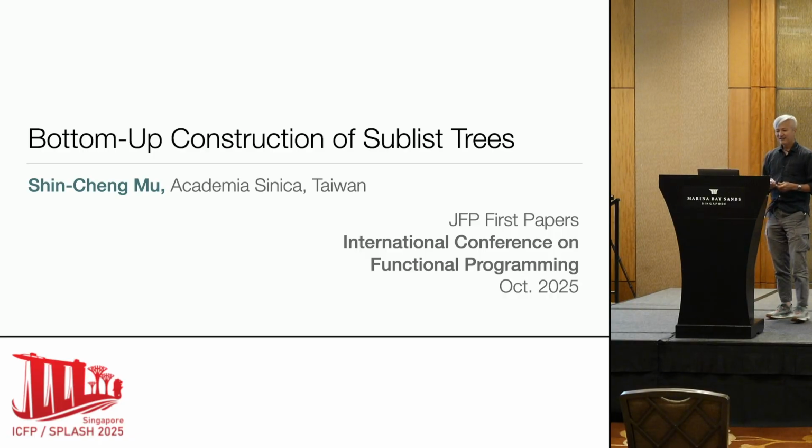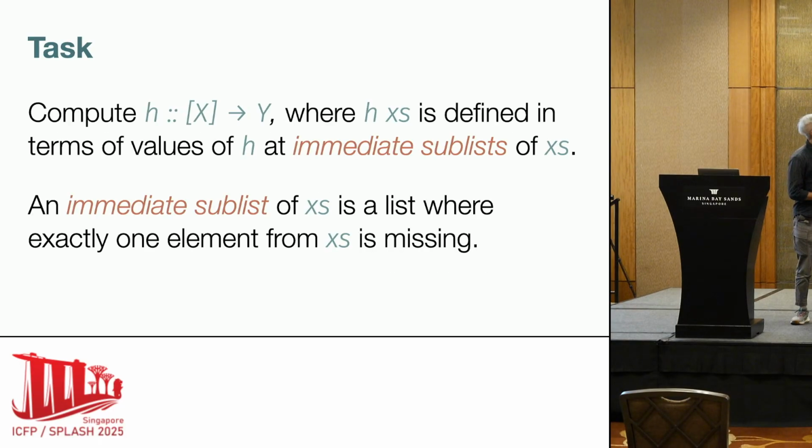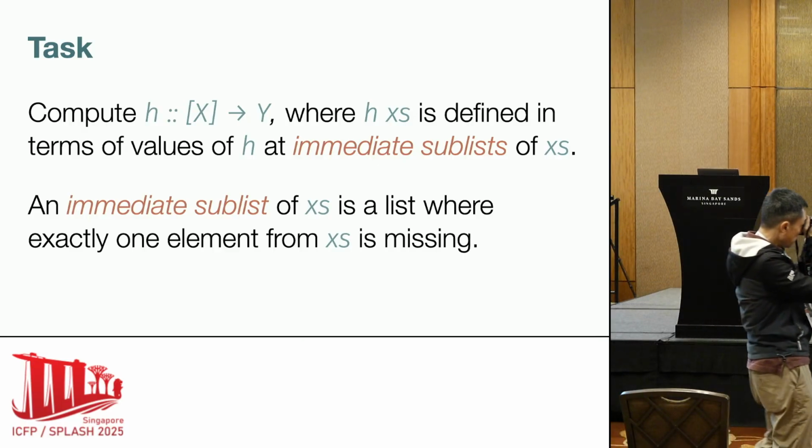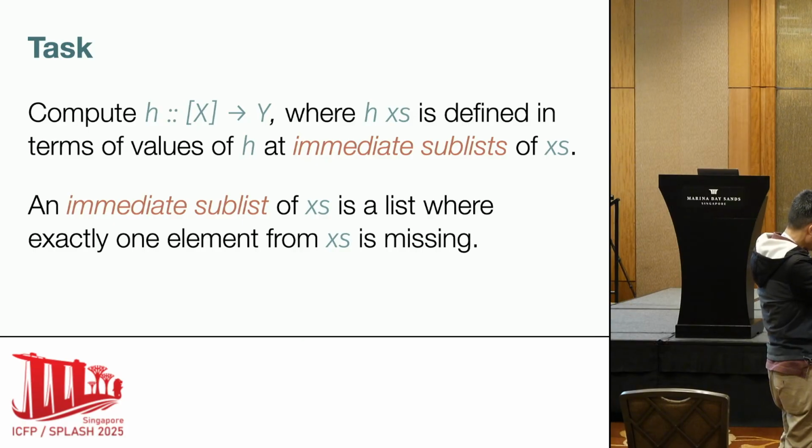Right, so it's good that I'm talking after the two previous talks, because this talk will be about subsequences and also about trees. Our task today is to compute this function h, which takes a list as its input, with the property that h of x's is defined in terms of the values of h on all the immediate sublists or subsequences of x's. By an immediate sublist, I mean that a list of y's is an immediate sublist of x's if y's can be obtained from x's by removing exactly one element.